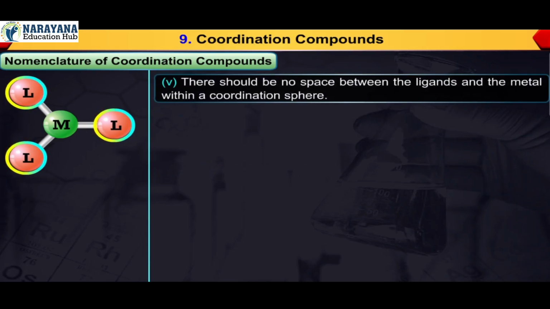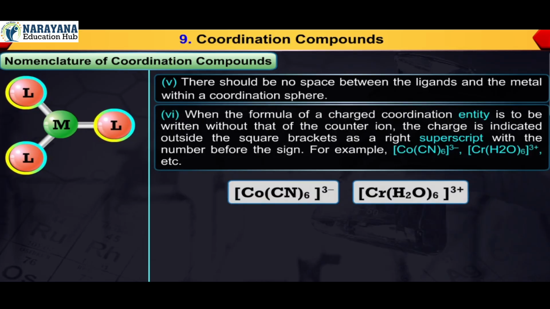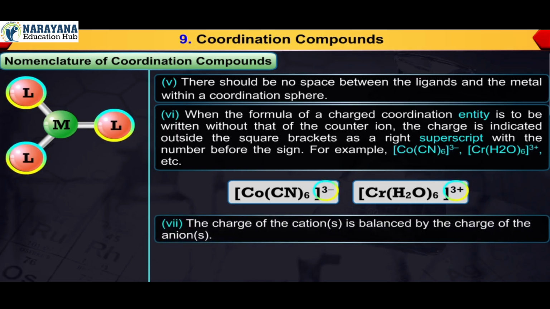5. There should be no space between the ligands and the metal within a coordination sphere. 6. When the formula of a charged coordination entity is to be written without that of the counter ion, the charge is indicated outside the square brackets as a right superscript with the number before the sign. For example, [Co(CN)6]3-, [Cr(H2O)6]3+, etc. 7. The charge of the cations is balanced by the charge of the anions.